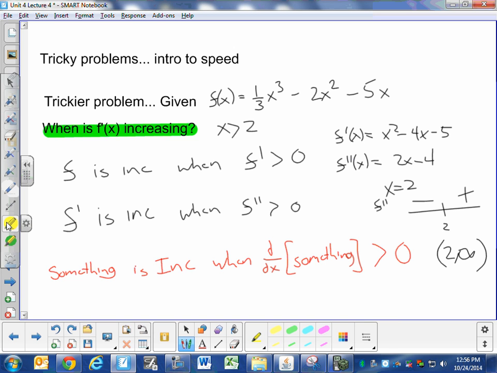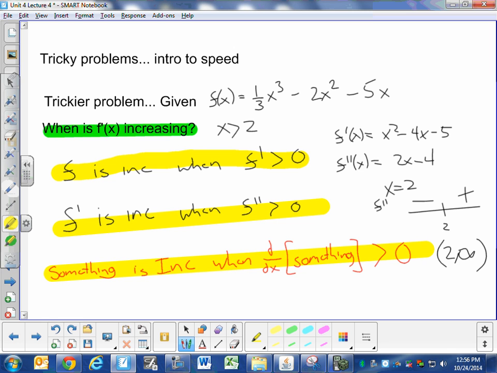Make sure we get this down, and this, and this, because that is crucial. You'll see it on an AP exam, and on your quiz.